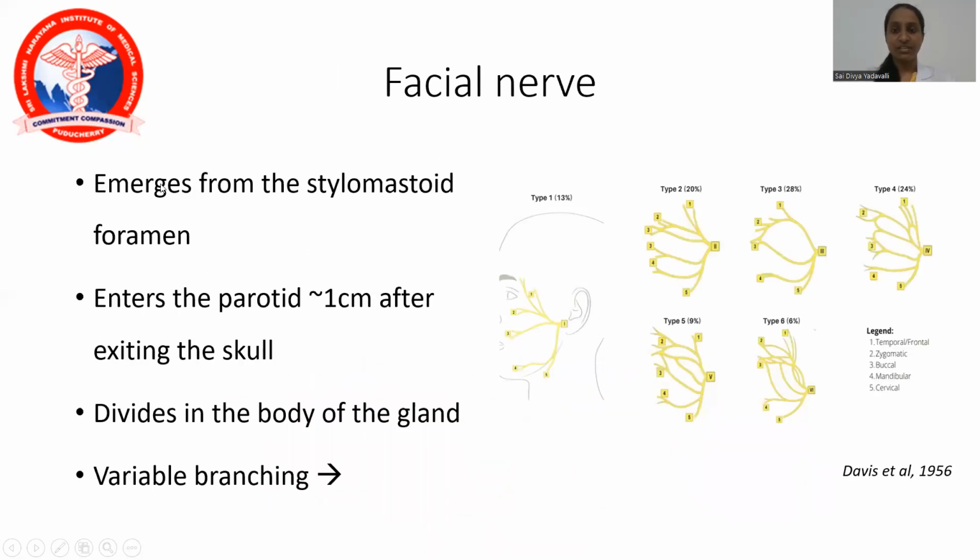Now the anatomy of the facial nerve and its relation to the parotid gland is very important because identification of the facial nerve is a main step in parotid surgery. The facial nerve exits the skull through the stylomastoid foramen and enters the parotid approximately 1 centimeter after exiting the skull. So the facial nerve can be identified in its course before entering the parotid gland. It divides the body of the gland, as we discussed before, into a superficial and deep lobe, and it has variable branching. Here you can see the various types of facial nerve branching.